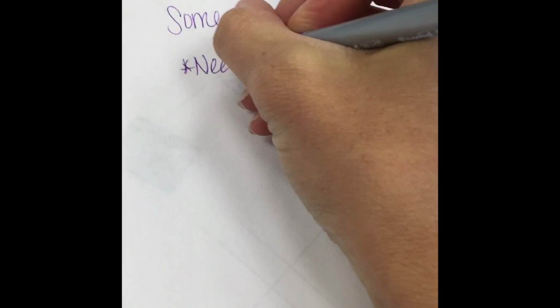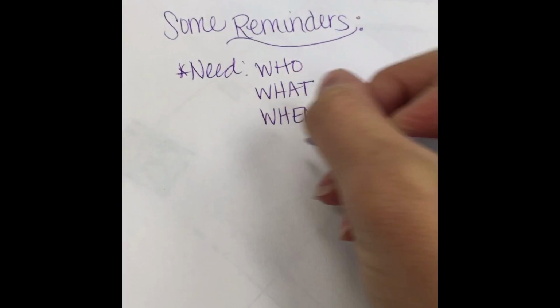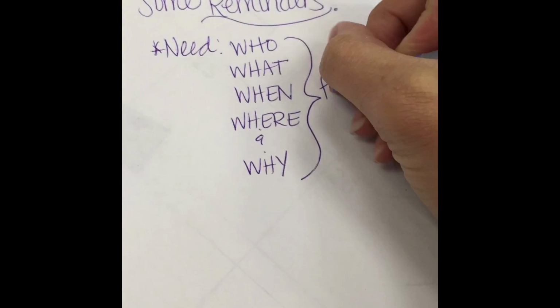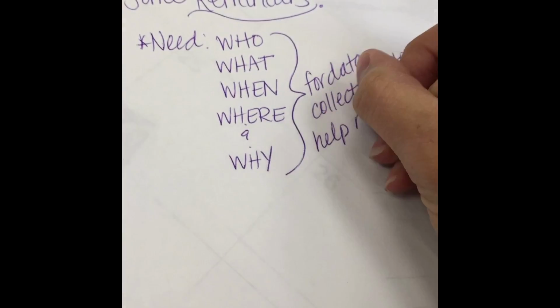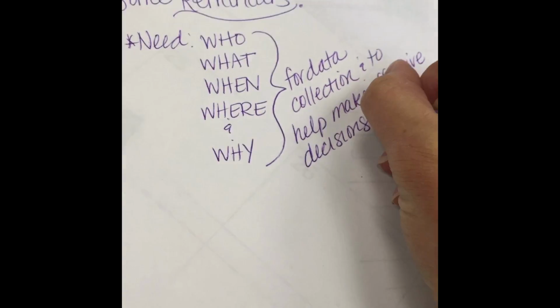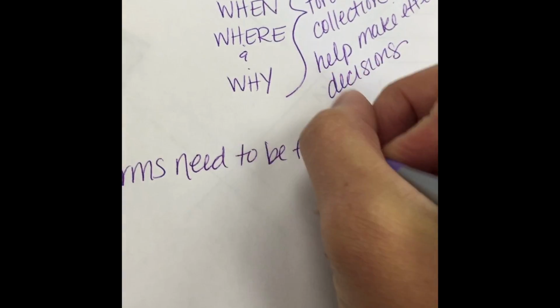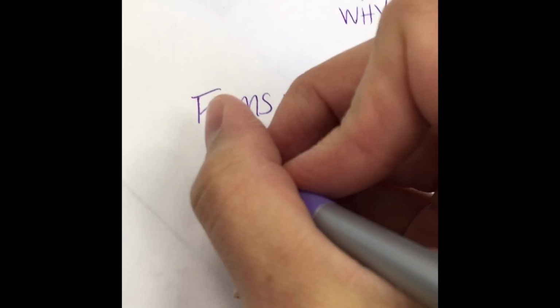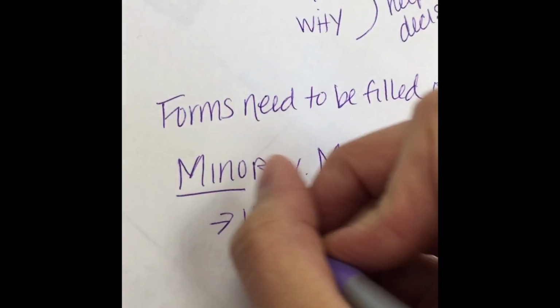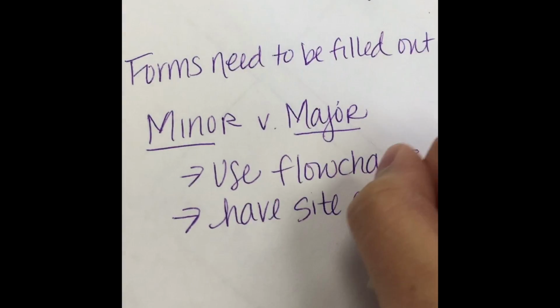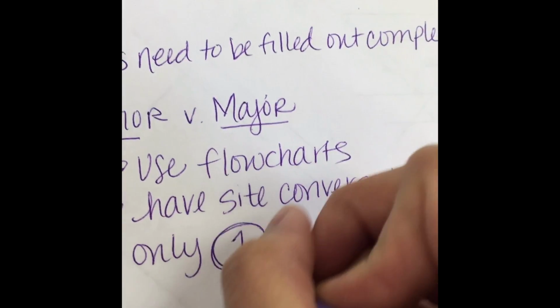Remember, we need the who, what, when, where, and why so we can make more effective decisions. Forms need to be filled out completely or they may be kicked back to you. As for minor versus major behavioral problems, please utilize the flowcharts, have site conversations about behavioral issues, and remember that only one behavior problem can be recorded into our data collection system.